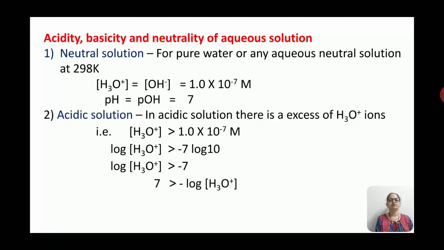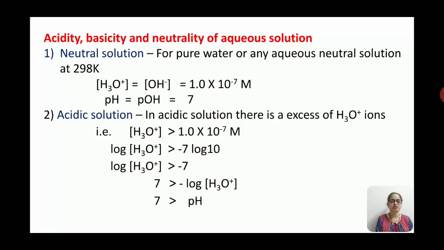Now we will take minus 7 on left hand side, so it will become plus 7. Similarly, we will take log of molar concentration of hydronium ion on the right hand side, so it will become negative. Now from the definition, we know that minus log of molar concentration of hydronium ion is nothing but pH. So we can write that 7 is greater than pH. That means for acidic solution, pH is always less than 7.